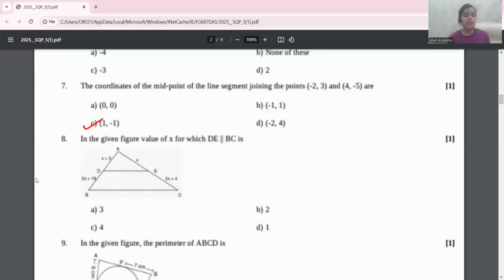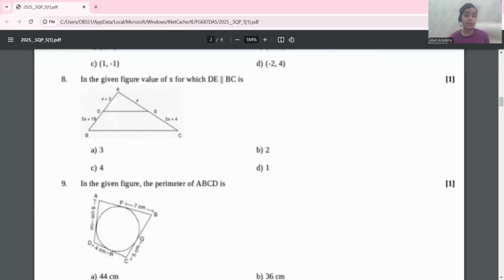Going to the next one, in the given figure, value of x for which DE parallel to BC. Now to prove that DE is parallel to BC, we can use converse of BPT. So if x plus 3 upon x is equal to 3x plus 19, sorry, my bad, x plus 3 upon x is equal to x upon 3x plus 4, which basically means AD by DB is AE by EC, then we can apply converse of BPT and say DE parallel to BC. So this particular equation has to be correct.